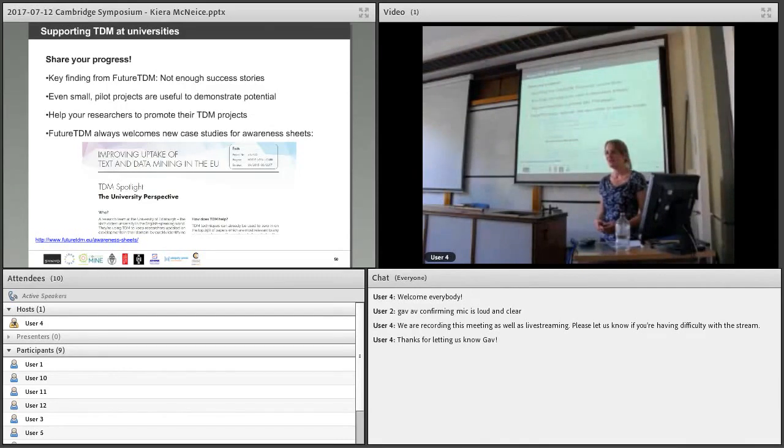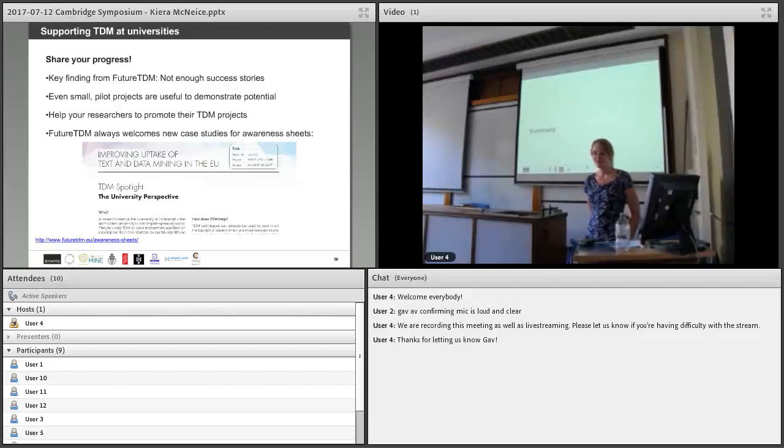And of course, the Future TDM project website is always happy to share stories on our blog, or we also put together two-page awareness sheets. There's one here we had with the University of Edinburgh where they're using TDM to identify the top most interesting papers within a field to help their researchers save time and effort in their work.